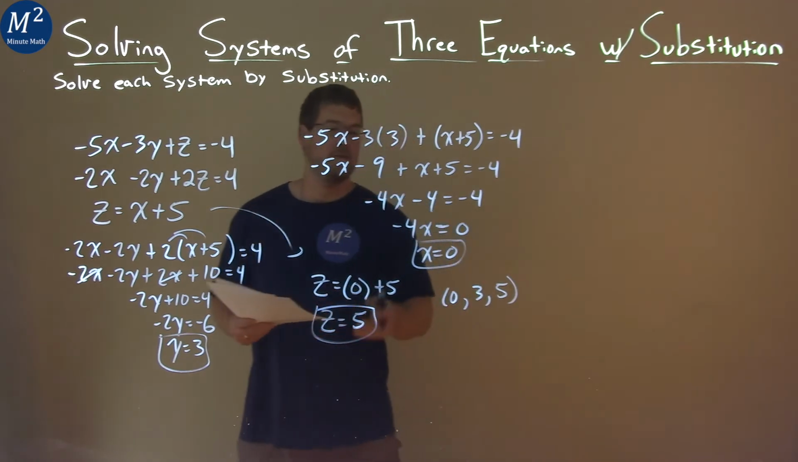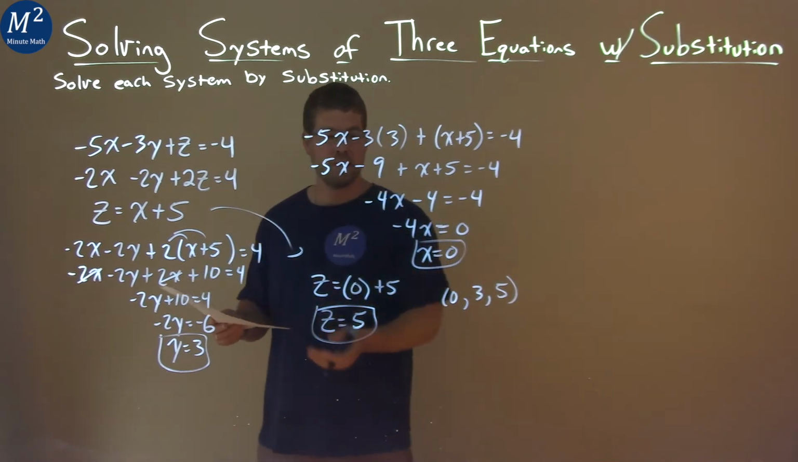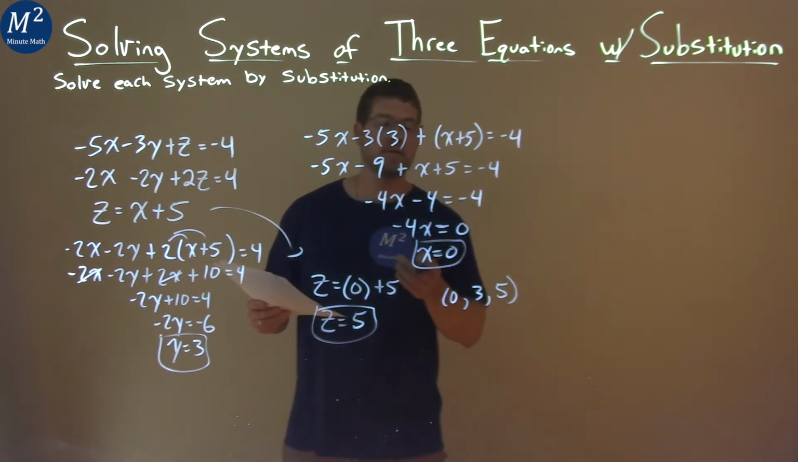And that's our final answer. x is equal to 0, y is equal to 3, and z is equal to 5.